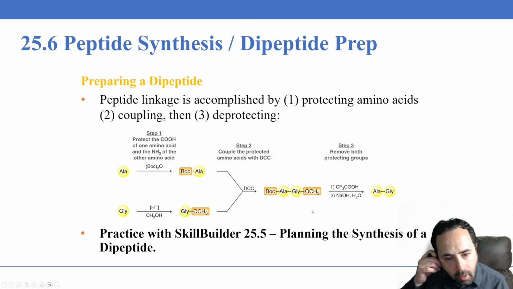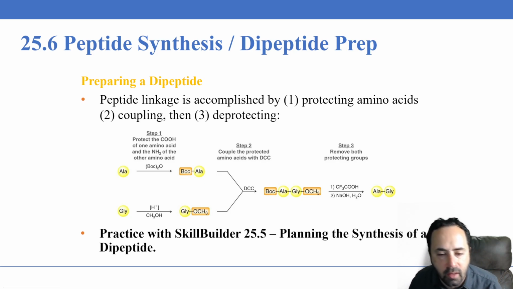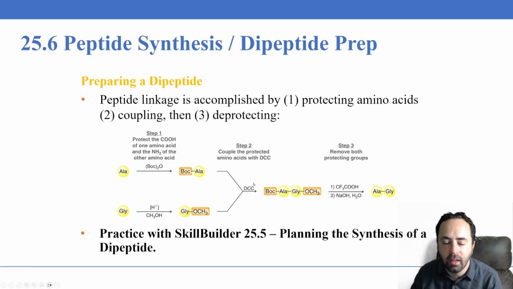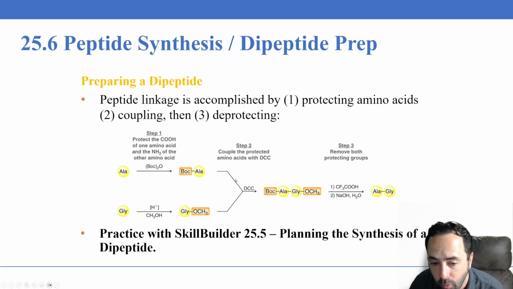So if you're preparing a dipeptide here, what you're going to want to do is, again, protect the C-terminus of one of your amino acids that you want to be the C-terminus of the dipeptide, and then you want to protect the N-terminus of the amino acid that you want to be the N-terminus side. So let's say we want alanine to be the N-terminus side. Well, to protect the N-terminus side, we react with this Boc, and that will protect the N-terminus side.